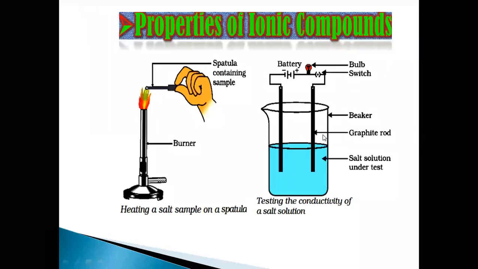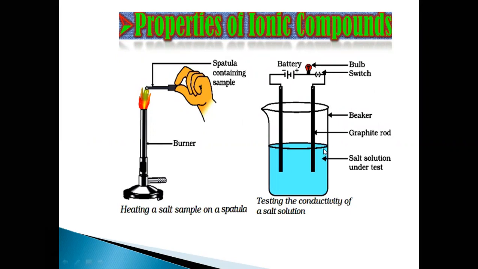See here the properties of ionic compounds. What experiment is taken over here? This is the Bunsen burner, the fire, and a spatula containing a sample of ionic compound. You can take any salt, such as sodium chloride, magnesium carbonate, calcium carbonate, anything. You can see the different color, that is the color of the metal ion, the cation.